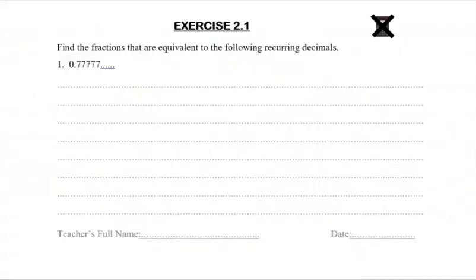This is Higher Free Chapter 2. In this chapter we're going to be going over recurring decimals and exact calculations. Exercise 2.1. Here we're going to be covering recurring decimals.